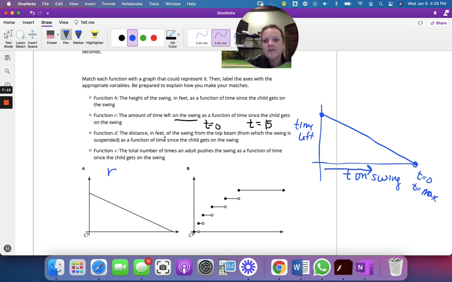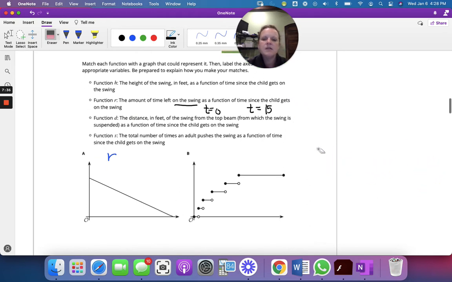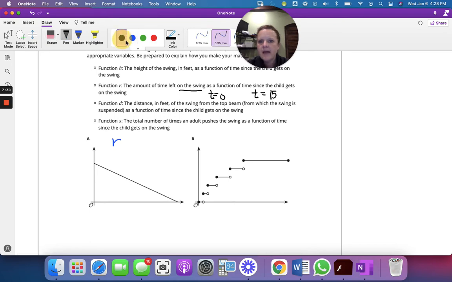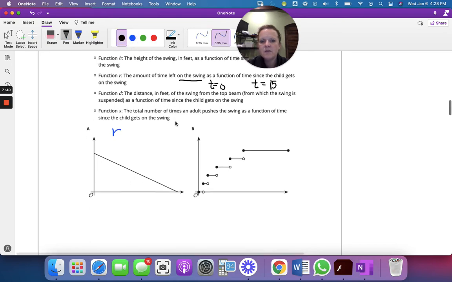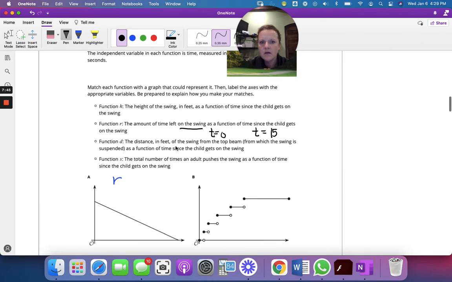The distance in feet of the swing from the top beam from which the swing is suspended as a function of time since the child gets on the swing. Okay, let's erase this stuff. I assume you're drawing your own pictures and taking your own notes. And if not, you can always rewind it and write them down. So here we have the distance in feet of the swing from the top of the beam from which the swing is suspended as a function of time since the child gets on the swing.